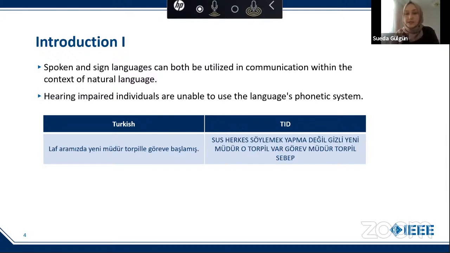Some Turkish patterns, as seen in the example, "laf aramızda", for example, do not have a one-to-one equivalent in TİD. TİD means Turkish Sign Language for short. For this reason, it is tried to create expressions that are as near to these patterns as possible.